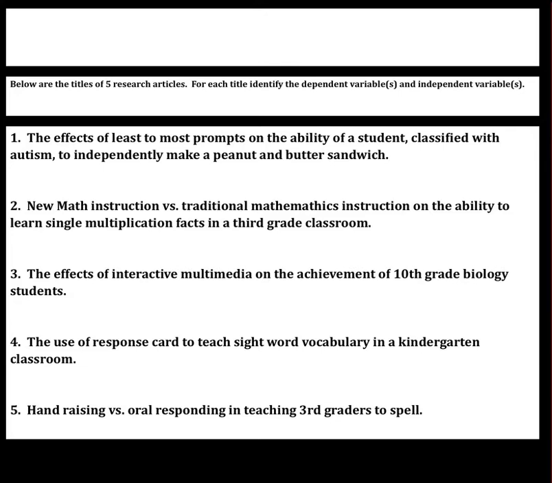New math instruction versus traditional mathematics instruction on the ability to learn single multiplication facts in a 3rd grade classroom. Well, what is the independent variable here? What is the treatment? You might say the treatment is new math instruction versus traditional math instruction, and you would be correct. It is the type of mathematics instruction. Either it's going to be new math or traditional mathematics instruction. That is the independent variable.